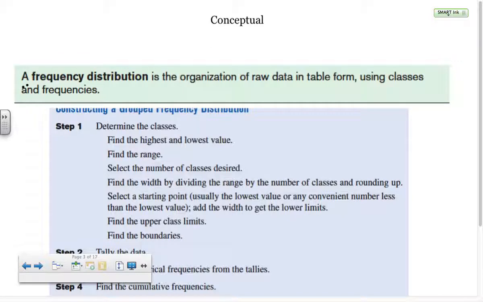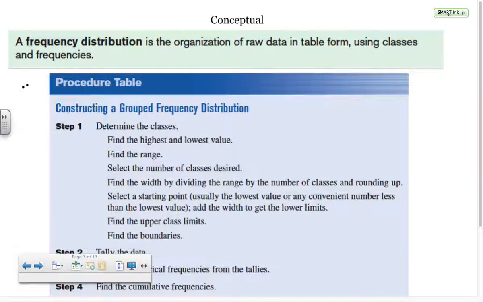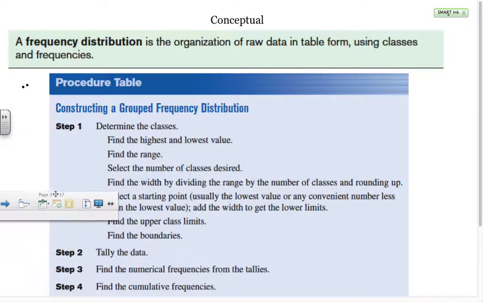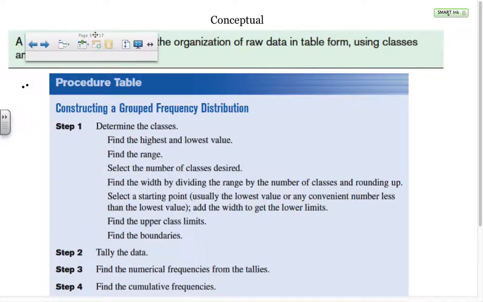The longest part about frequency distribution is how to find your classes. If you look at these, there are 4 steps to creating a grouped frequency distribution. The longest one is determining the classes, step number 1. This one is a little bit difficult. After you have the classes figured out, the rest of it's easy. We're going to have 2 examples today. Example 1 is only on determining classes.